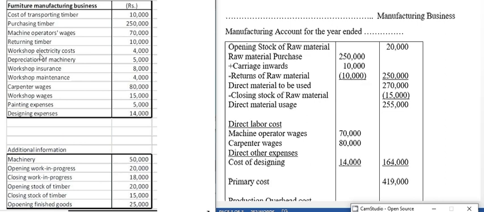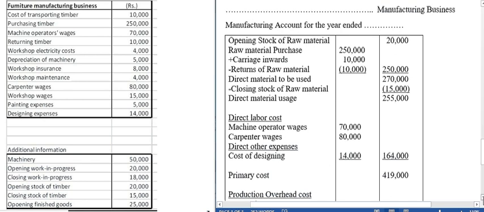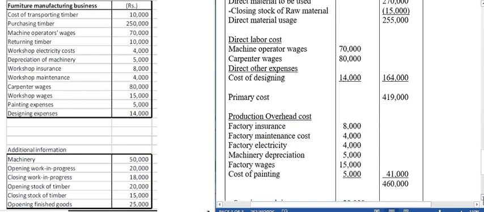Next one, workshop electricity cost. Workshop electricity cost comes under what? Other indirect cost. Yes. So here you have to write the title as production overhead cost. Under that you have to write workshop electricity cost. That means here I have mentioned factory electricity as 4,000.